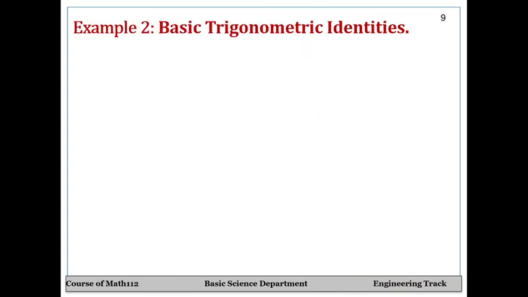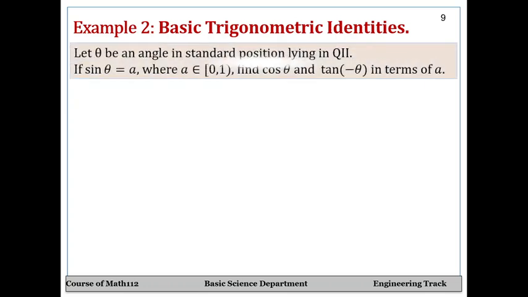Now let's look at this example and see how we can use it. Let theta be an angle in standard position in Q2, so theta is in Q2 for sure. Sine theta is A, and A is between 0 and 1. Find cosine theta and tangent negative theta in terms of A. In this question we use A, not a number, but A between 0 and 1.